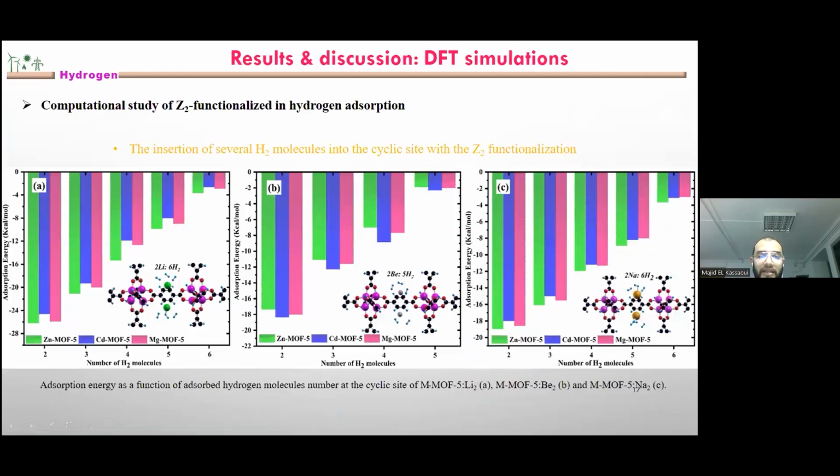For the same reason, in the computational study of the Zn functionalized system for hydrogen storage, we obtained 6 quasi-molecular hydrogen molecules around the cyclic set. Moreover, beryllium on both sides can only absorb 5 molecules as the maximum quantity of hydrogen per organic linker.